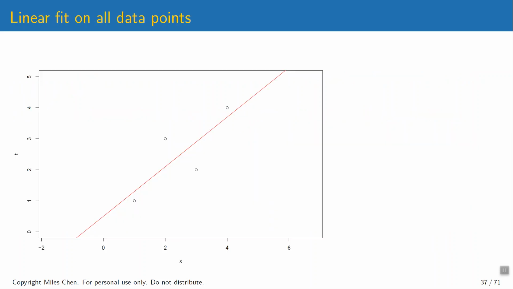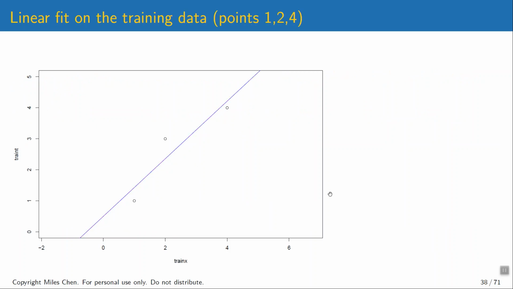And we go through and do this for all of the other ones. Again, here are all of the data points and the linear fit on all 4 data points. This time, whereas the first time we threw away this one, we're going to throw this data point away and hide it. If we fit the model on the remaining 3, this is going to be the model that gets predicted.